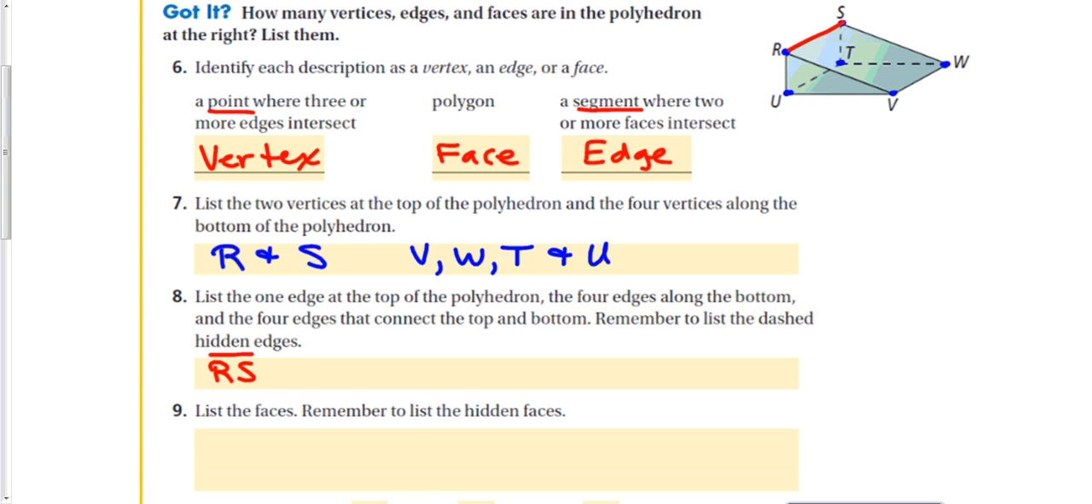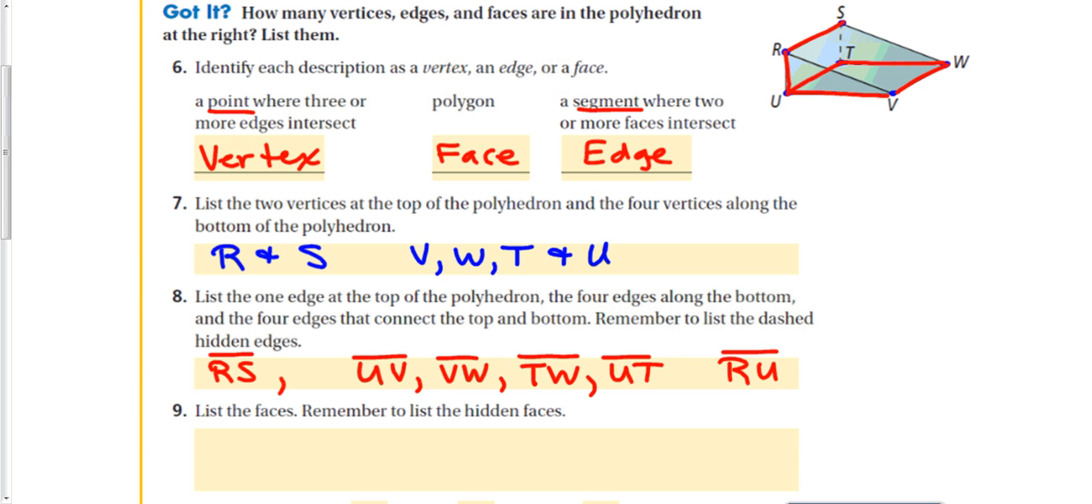There's a segment. The 4 edges along the bottom. So on the bottom, I've got UV, VW, TW, and finally I have UT. So those are the 4 edges along the bottom and the 4 edges that connect the top with the bottom. So RU, ST, that little dashed one in the back. Then I have the diagonal ones, SW, and finally RV. So those are all of the edges.